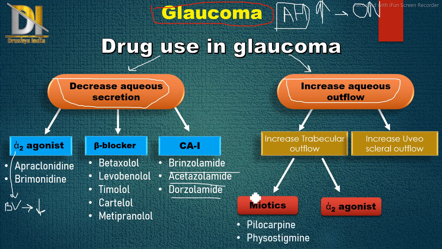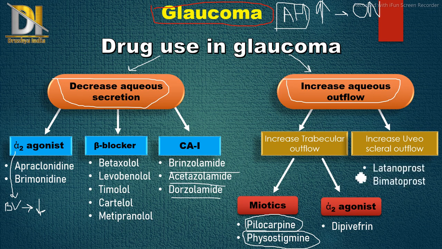In increased trabecular outflow, there are two classes: miotics and alpha 2 agonists. These miotics we have seen in parasympathomimetics, that are pilocarpine and physostigmine. Pilocarpine comes under natural alkaloids, while physostigmine comes under cholinesterase inhibitors. Then next come alpha 2 agonists. In it there is only one drug, that is dipivefrin. It is a congener of adrenaline. And next is to increase uveoscleral outflow. There are only two drugs, latanoprost and bimatoprost. Just remember the last suffix, prost.